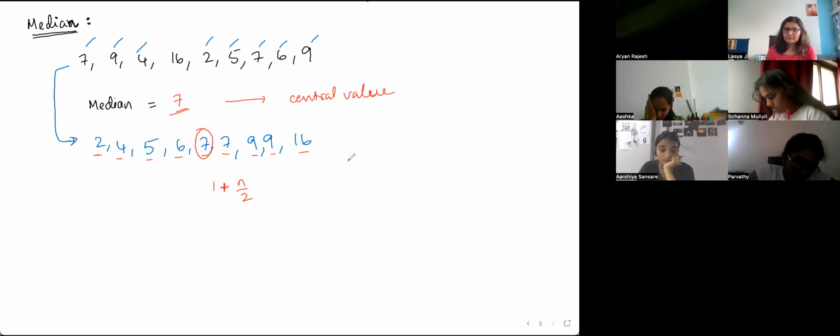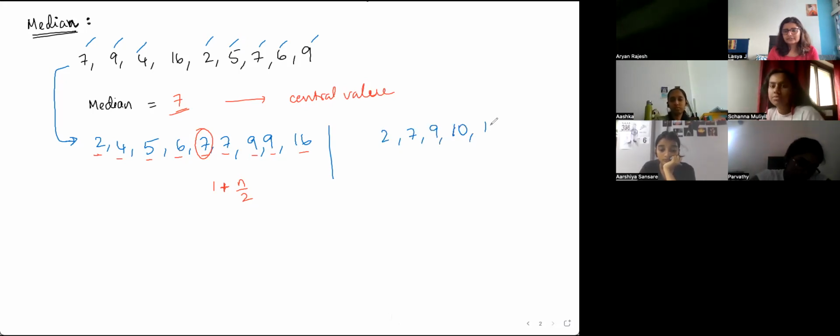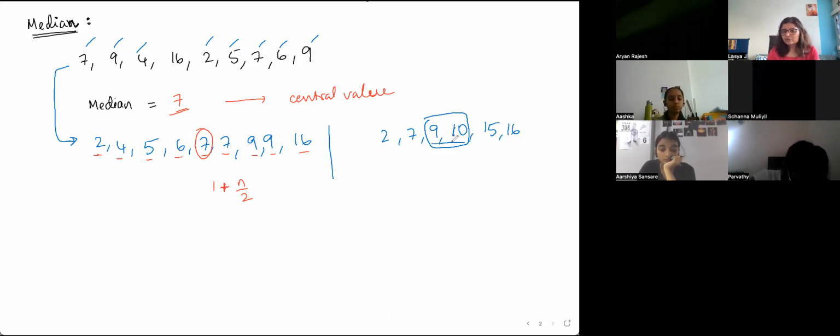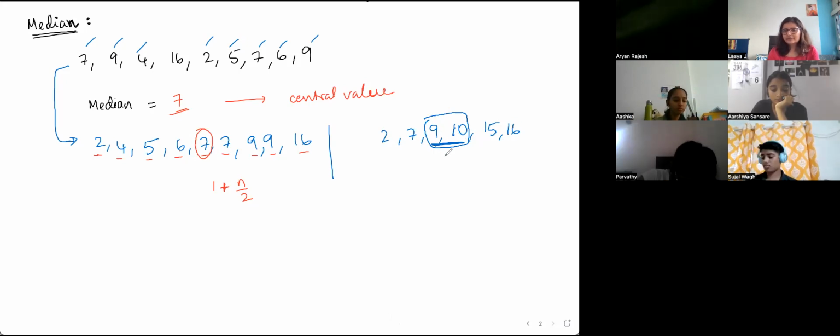So if there's an even number of observations, then you take the average of the two central values. Suppose we have only 6 numbers: 2, 7, 9, 10, 15, 16. So in the center we have two values, right? It's not like odd numbers where you get a single central value. In even, since you have two of them in the center, you take the average of both of these. So median is 9 plus 10 by 2.